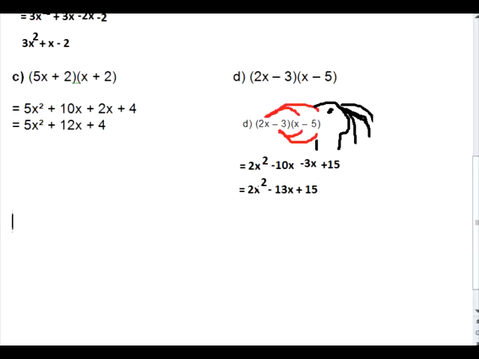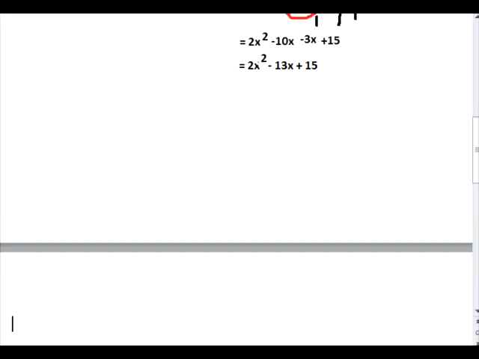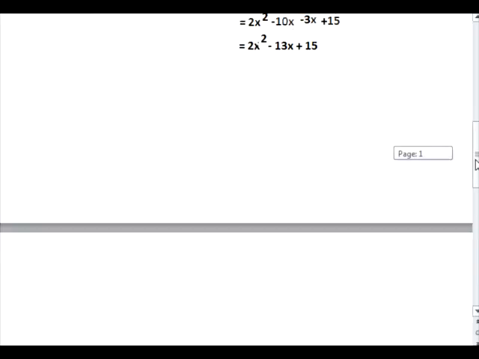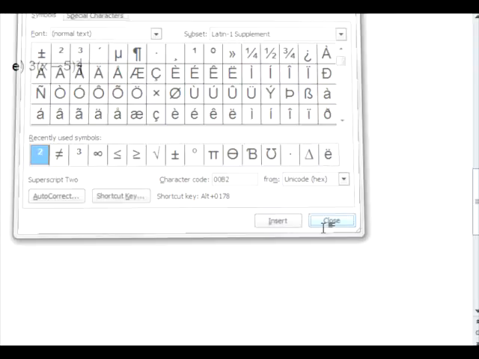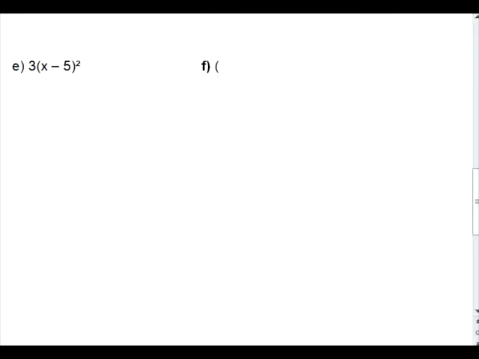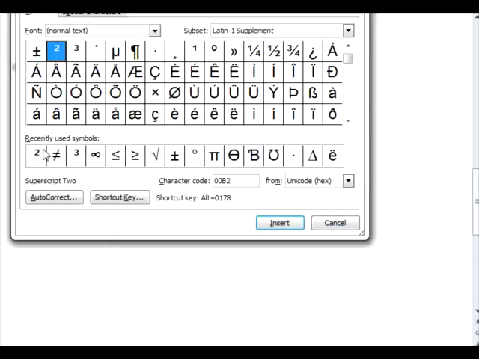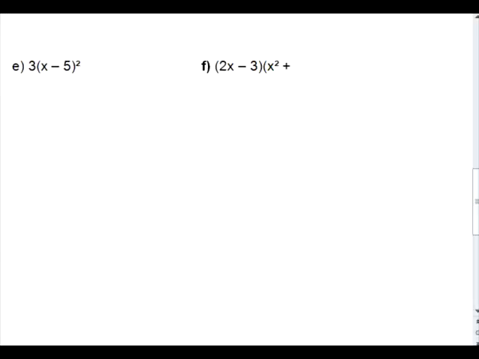All right, I'm going to do 2 more here, and then we will move on to today's lesson, okay? So letter E says negative, so I'm going to do 3x minus 5 squared. And F is going to be 2x minus 3x squared plus 5x minus 3. Now these are where we're starting to get into awesome math here, okay? Let's start with the last one. We'll do these as a class to make sure that we're good.